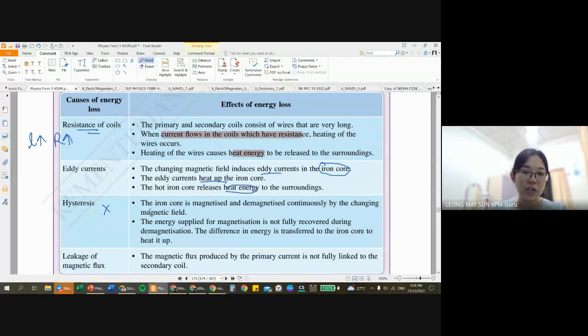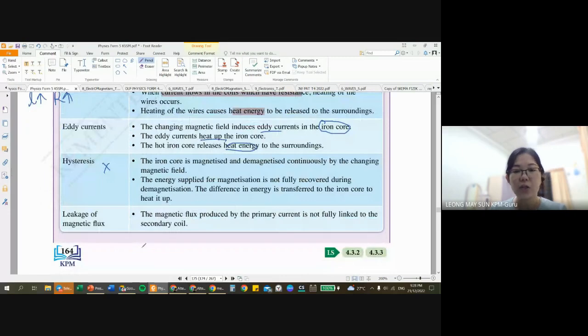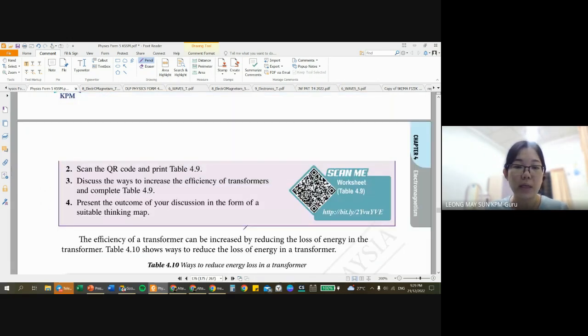Now, leakage of magnetic flux. Leakage of magnetic flux is when, by the primary current, the magnetic flux does not fully go to the secondary coil through the iron core. All right, that is what it meant by leakage of magnetic flux. It goes somewhere else. All right, so how do you overcome this?